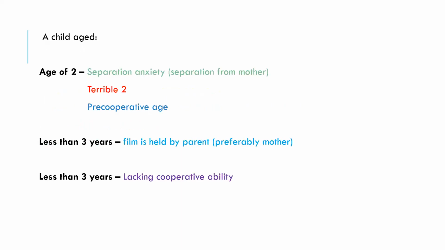Then a few important points related to ages. A child who is 2 years of age suffers from separation anxiety, mainly from the mother. So this age is considered the terrible two, which is the pre-cooperative stage. He is very anxious if we try to separate the mother from the child, and he is very difficult to cooperate during the treatment. Then for children less than 3 years, the film used for taking the radiograph should preferably be held by the parent, mainly the mother. Okay, because at this age the child lacks cooperative ability.